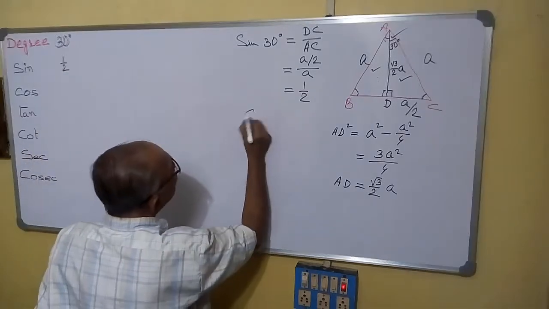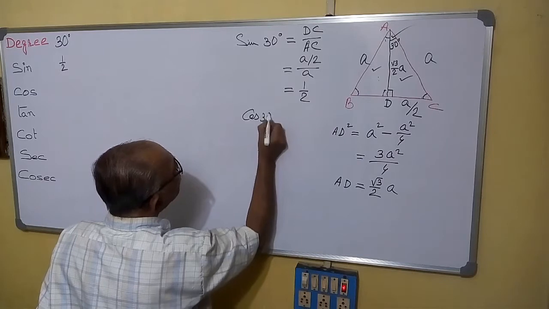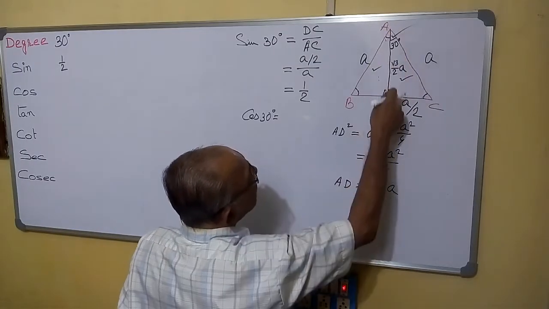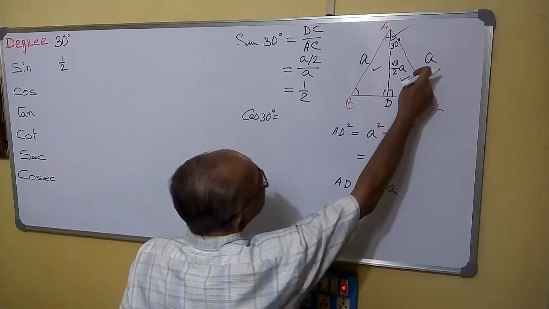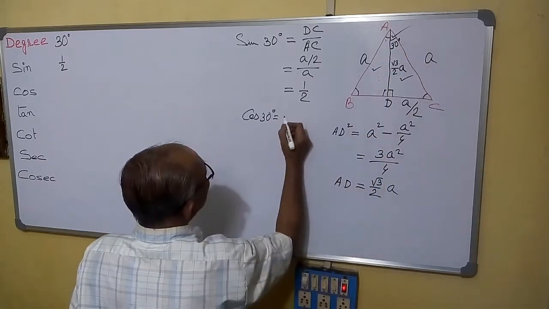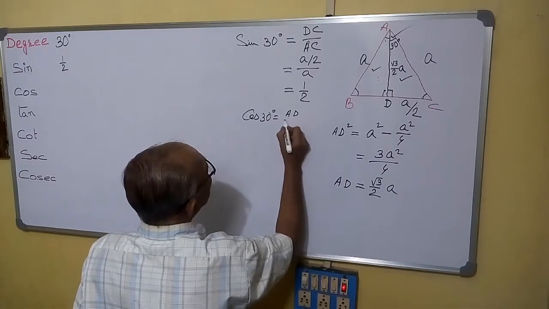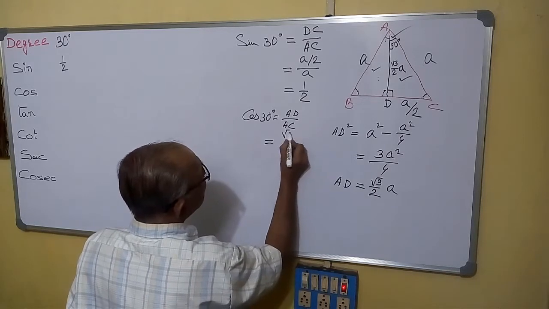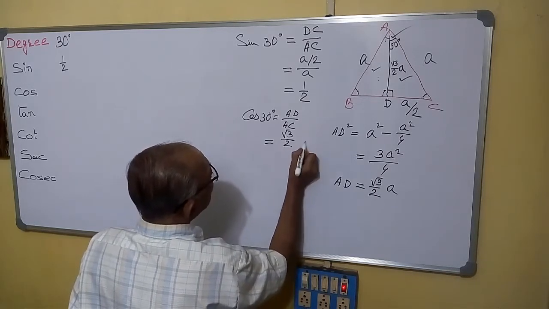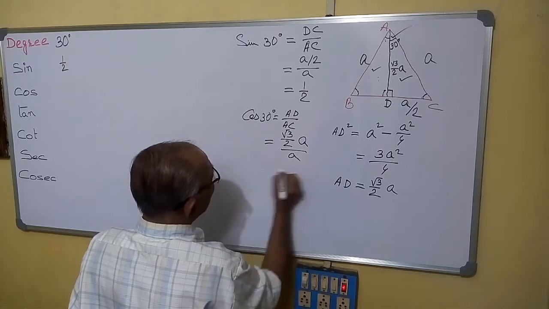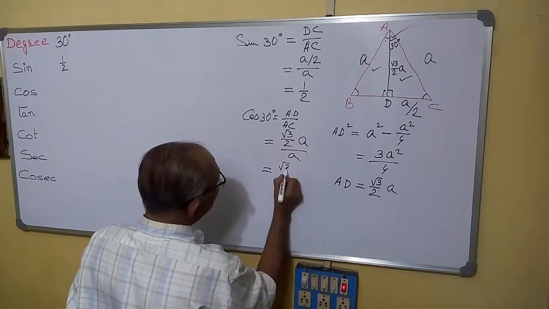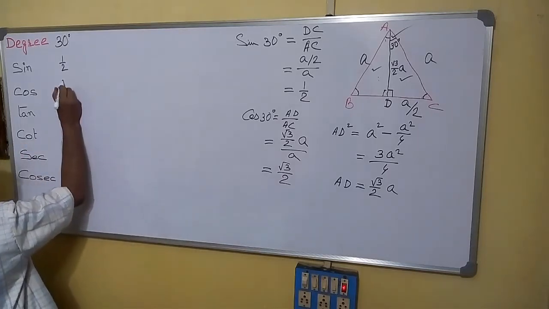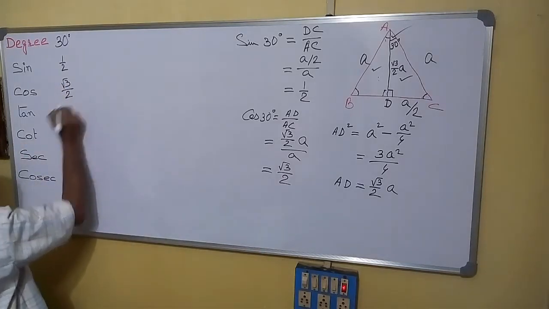If we are saying cos 30 equals, now for this angle, base is AD and hypotenuse is AC. So equals AD by AC. AD is root 3 by 2 A and AC is A. So equals root 3 by 2. So in this way, cos 30 is becoming root 3 by 2.